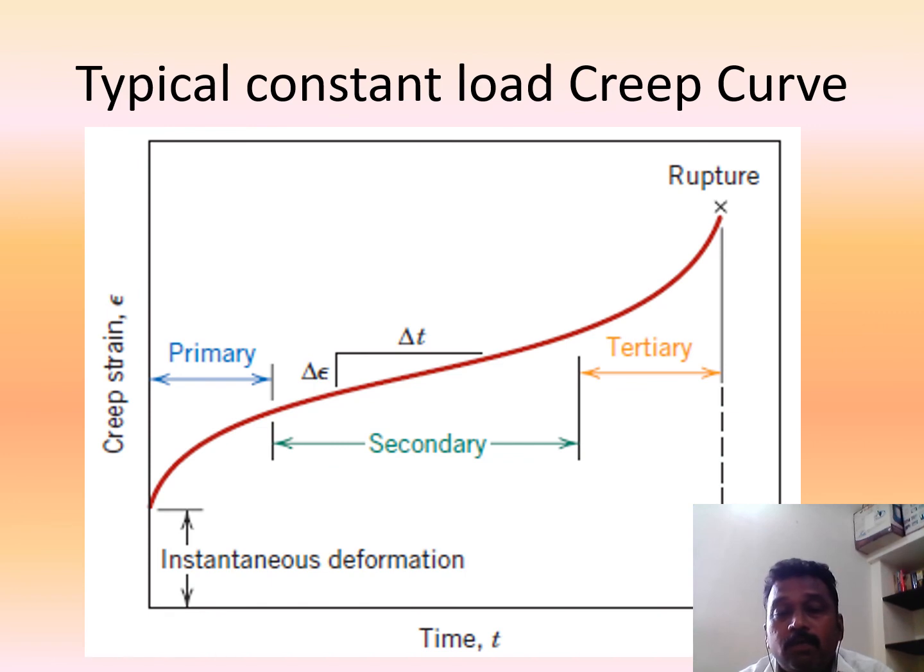Here you see time t on the x-axis and creep strain on the y-axis, with data obtained from testing the material specimen. This is the instantaneous deformation. After application of the load, it will start to deform. This is primary creep, and after this the deformation is proportional. So this is secondary creep, where the deformation is constant. Then the deformation is increasing. This is tertiary creep. Finally, at the end of the tertiary creep, the material ruptures or fractures.